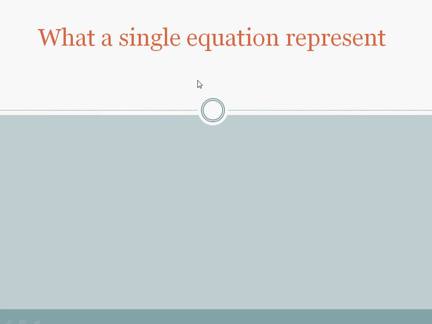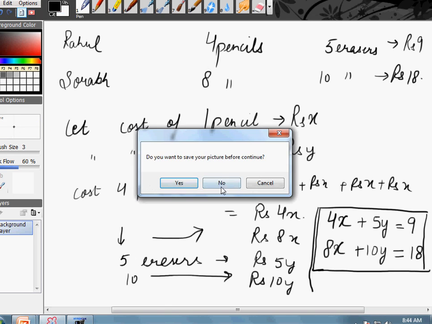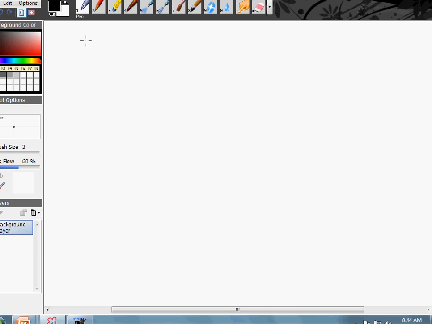Now, before proceeding, let us know what a single equation represents. Friends, let us have an example of a single equation: 2x minus y plus 3 equals 0. We will plot it graphically and will know what the curve of this graph is. For this, y equals 2x plus 3.